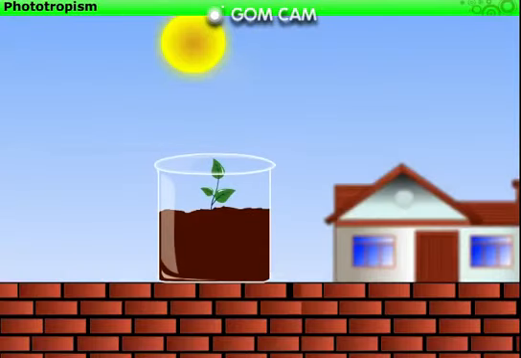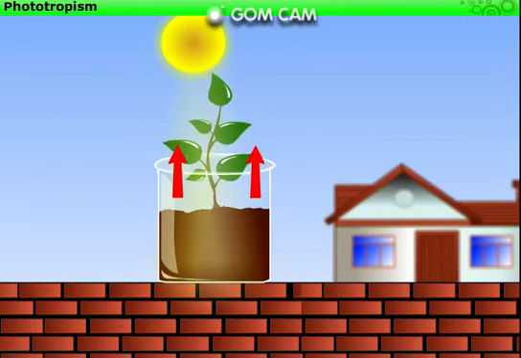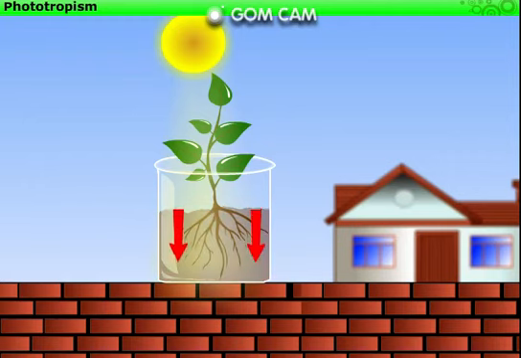Take a potted plant growing in a transparent glass jar, and keep it in an open area. After a few days, it is observed that the stem of the plant grows straight up towards the source of light, that is the sun. The root of the plant also grows straight, but in the downward direction.